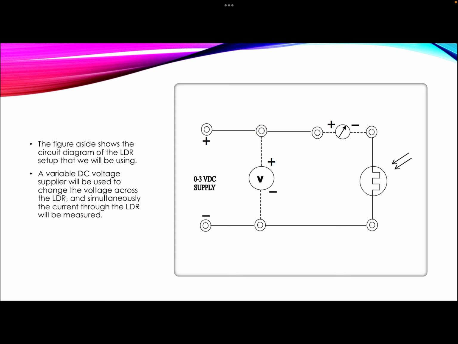Consider the schematic over here. So this is the LDR, this is the circuit symbol for LDR, and we are using a source of light and shining it onto the LDR. And now there is this variable DC voltage supply. As we vary this, we will see that the current will also be changing. So what we'll be doing in the experiment is to change the voltage and simultaneously measure the current while the intensity is constant. So at a constant intensity, we'll be studying the VI characteristics of the LDR.